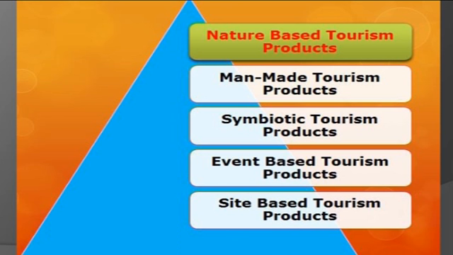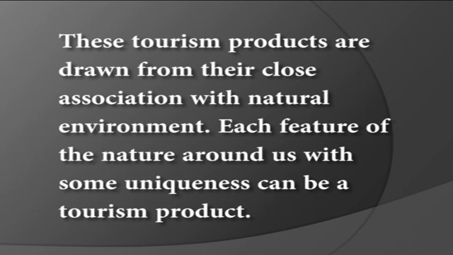Tourist products can be classified on the basis of relevant similarities, and such a classification may include nature-based tourism products. These tourism products are drawn from their close association with the natural environment. Each feature of the nature around us with some uniqueness can be a tourism product. The imposing mountains, lush green forests, flowing rivers, falling snow, or even the steaming deserts, anything which is special to its features can be a nature-based tourism product.